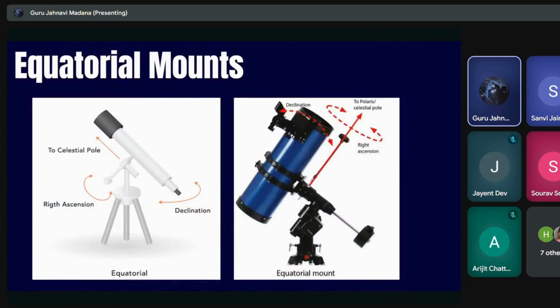The equatorial mount. This is a masterpiece. It aligns with the Earth's axis of rotation, so you only need to rotate around one axis to follow a star across the sky. That axis is pointed to Polaris, or the celestial pole. You can see the red line here. Imagine you're compensating for Earth's spin, and that's exactly what these mounts do.